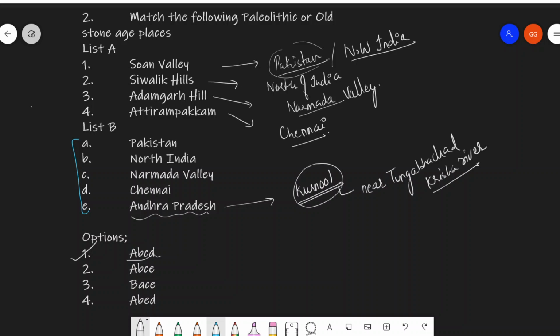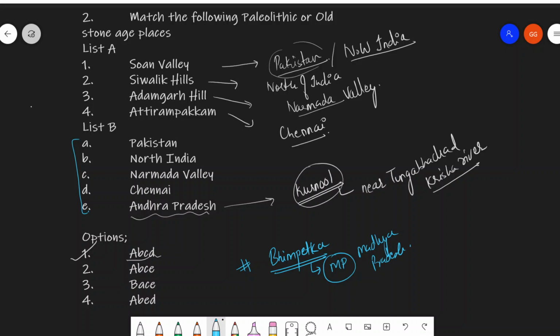To give you another important location of the Paleolithic or the Old Stone Age is also Bhimpetka. Now, Bhimpetka is an important place pertaining to the Old Stone Age and it is present in Madhya Pradesh. These are the important places about the Old Stone Age.